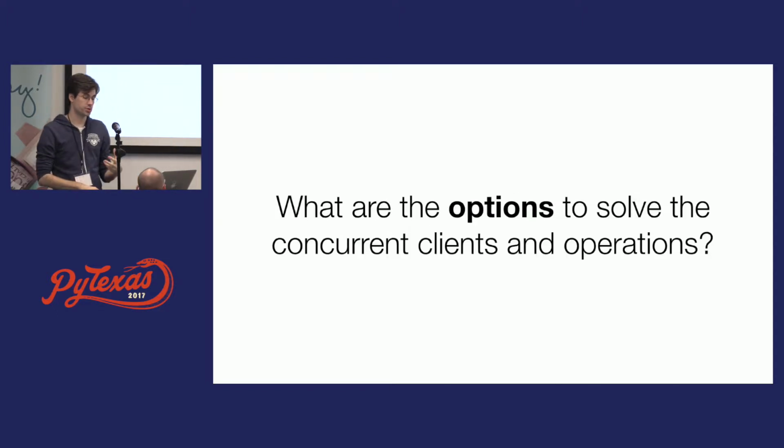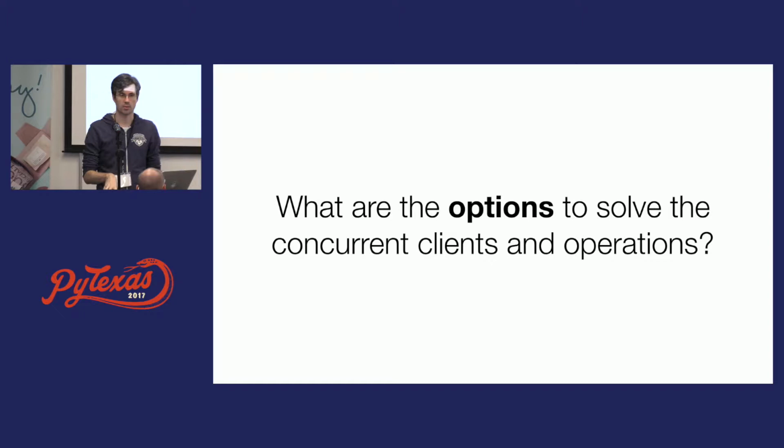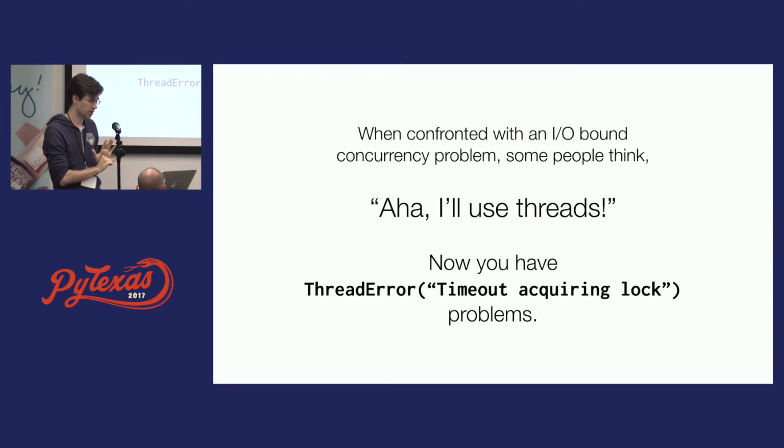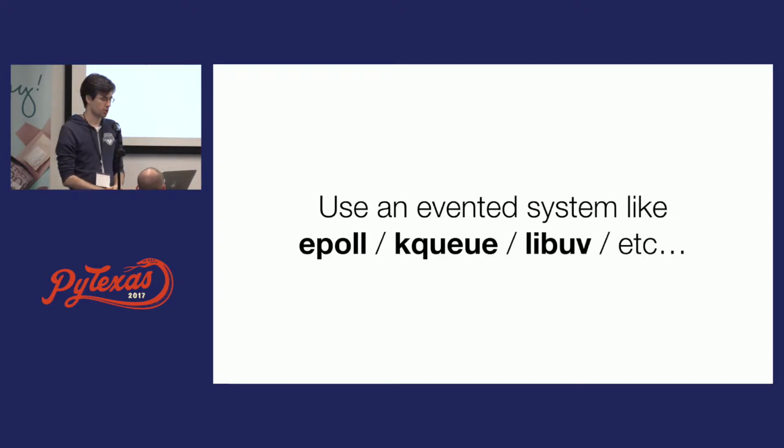So what are the options to solve the concurrent clients and operations when you just jump into the problem? And a lot of folks, they'll immediately jump into threads. And that's fine. You're probably not going to take nearly as much advantage of the system as you can, but you're also going to introduce all the complexities that we know and love about threading. And so it's not necessarily the best solution to it. And that's why we're talking about alternate things. So we're not going to use threads. We're not going to use processes.